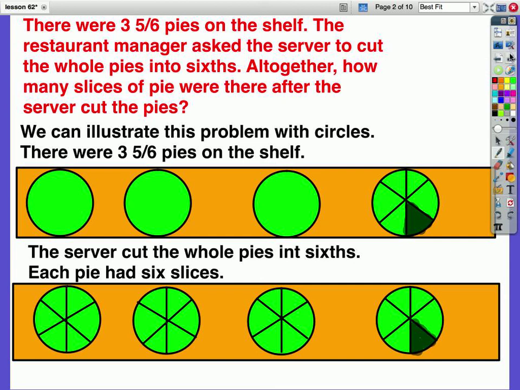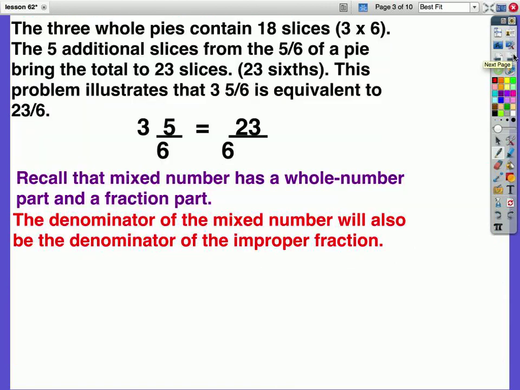So we can illustrate this problem with circles. There were 3 and 5/6 pies on the shelf. So this first set of circles, I have 3 and 5/6 pies. The server cut the whole pies into 6, so each pie had 6 slices, as I did here. The 3 whole pies contain 18 slices, or 3 times 6. The 5 additional slices from the 5/6 of a pie bring the total to 23 slices.